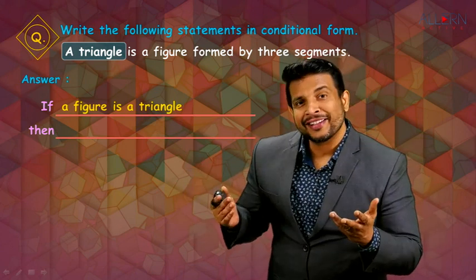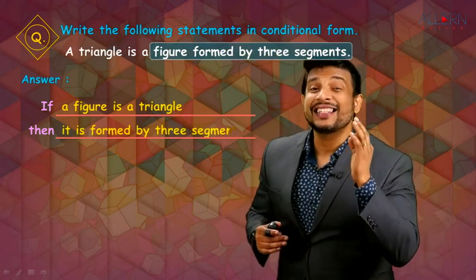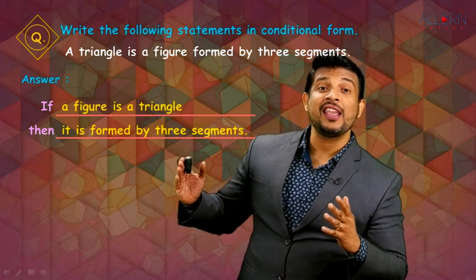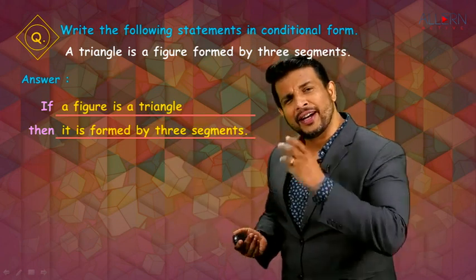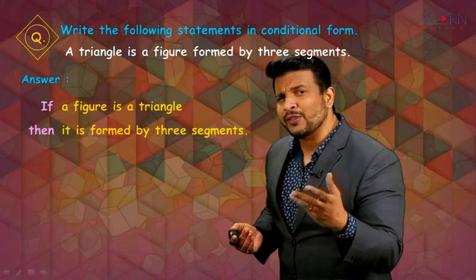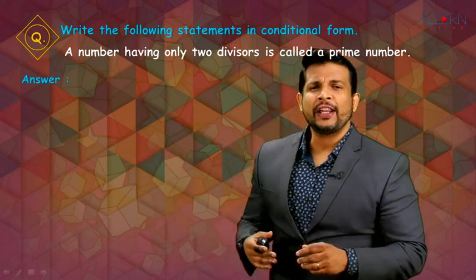If the given figure is a triangle, then what happens? Then they are formed by 3 segments. Then it is formed by 3 segments. That is what we have. Wasn't that easy? It's so simple. Very easy to write it in the if and then format. Only thing is we need to know English. There's nothing about geometry there, right? Very simple.